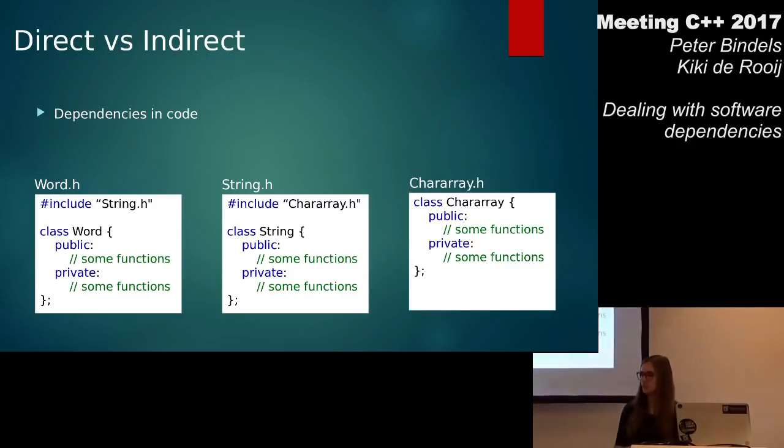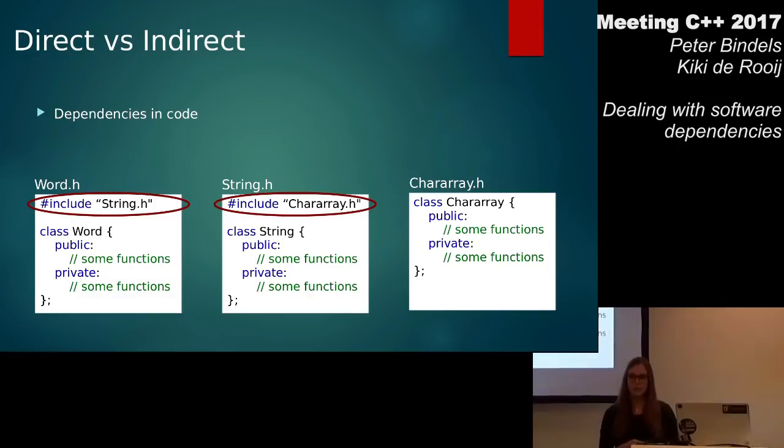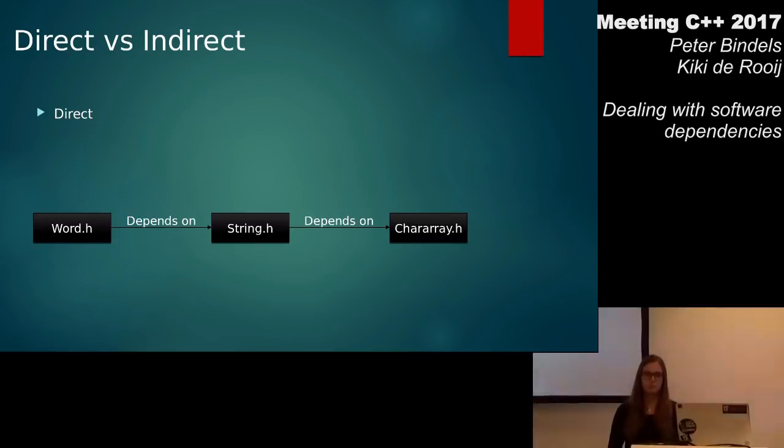So what do dependencies look like in code? Well, if we have 3 files, like word.h, string.h, and char-array.h, we can recognize the dependencies as the includes. Everything that I include in my file is a dependency of my file. So, as we can see, word.h includes string.h. So it has a dependency to string.h. String.h includes char-array.h. So it has a dependency to char-array.h. And we can visualize this more simply like this. So as we can see, the includes are now the dependencies. Word.h directly depends on string.h, and string.h directly depends on char-array.h.